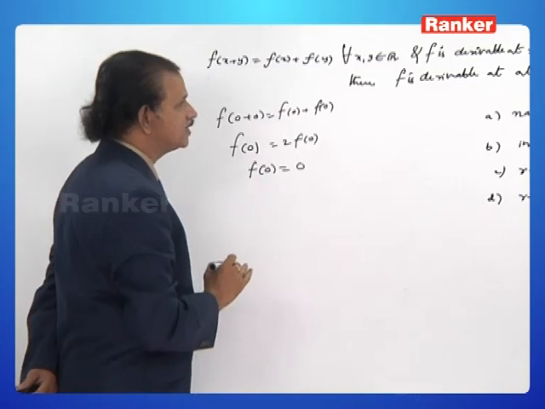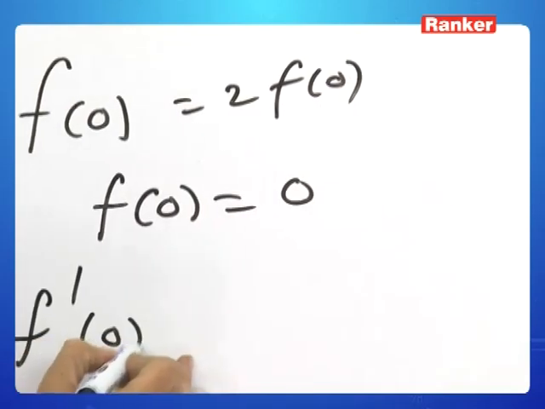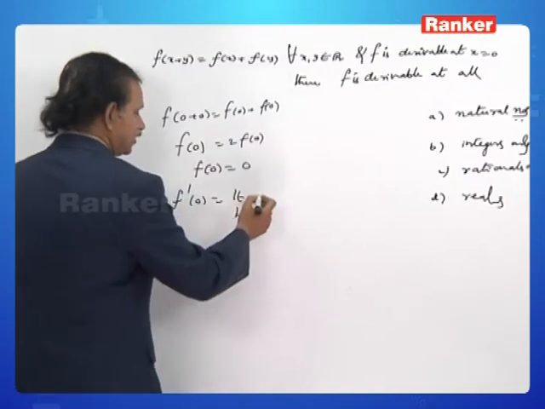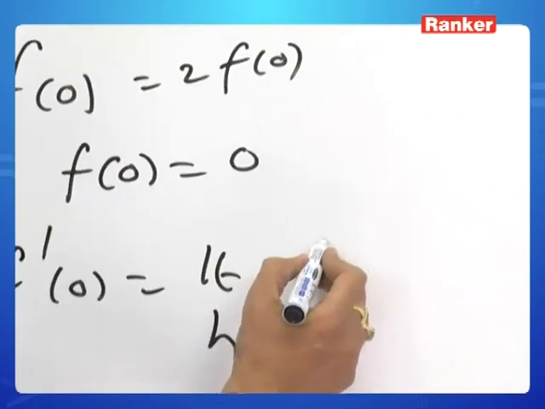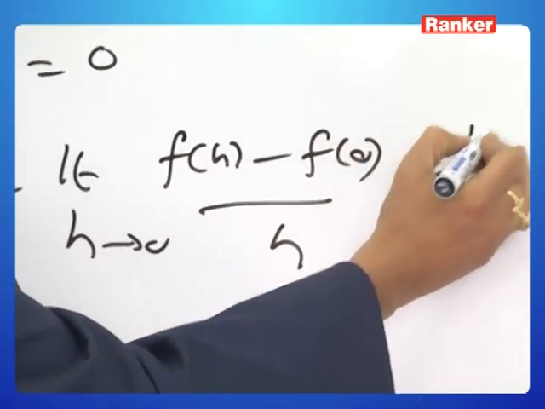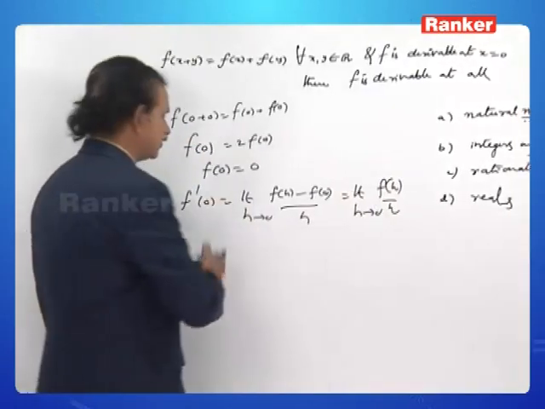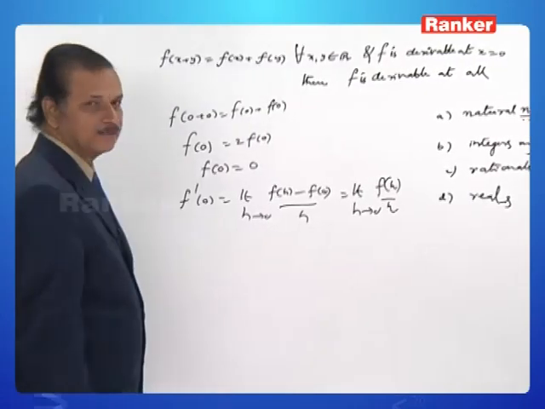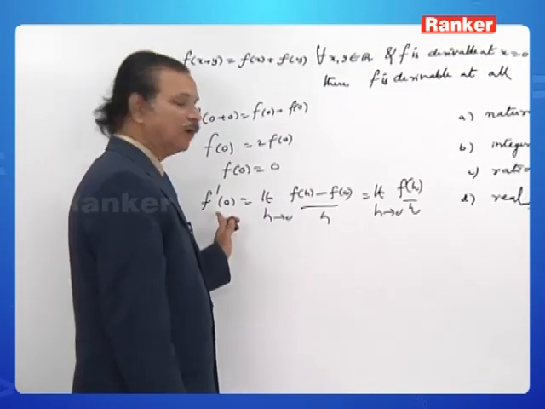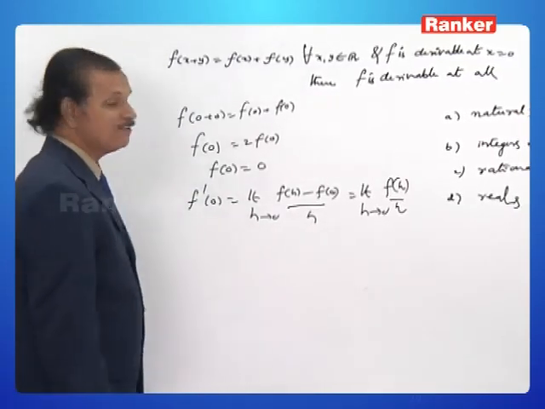Also, he has given that f is derivable at x equal to 0. That is, f dash 0 is equal to the limit as h tends to 0 of f of h minus f of 0 by h, which is equal to the limit as h tends to 0 of f of h by h. It is of course f dash 0. We keep it on the side. Now, as f is derivable at x is 0, we have a formula for f dash 0. Well done.